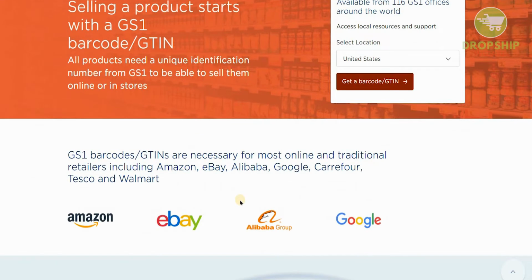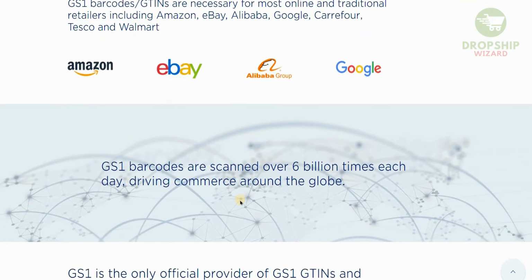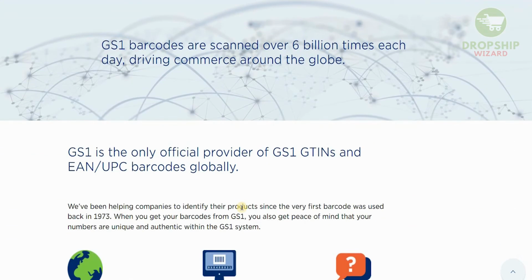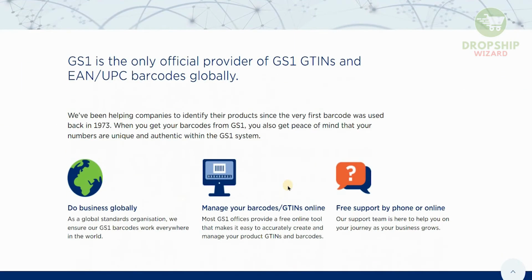Now the GS1 barcodes or the GTINs are necessary for most online and traditional retailers such as Amazon, eBay, Alibaba, Google, Carrefour, Tesco, and even Walmart. Now obviously, the GS1 barcodes are scanned over 6 billion times each day, driving commerce around the globe, and GS1 is the only official provider of the GS1 GTINs and the EANs and the UPC barcodes globally, and they've been helping companies to identify their products since the very first barcodes were used back in 1973.